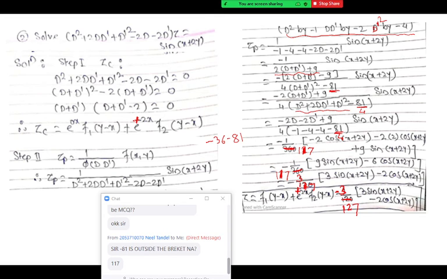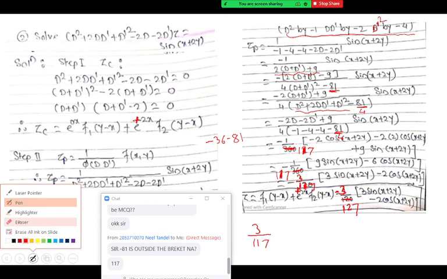And now I think it is divisible. 3 upon 117, is it divisible now? Yes, sir. 1 by 39. 1 by 39. So the eraser.